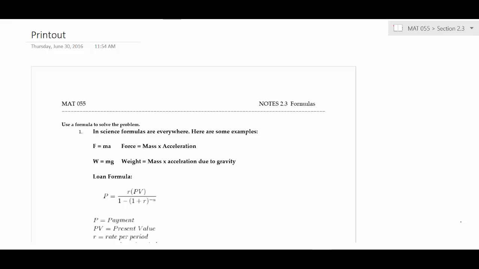Picked one up. We'll just have formulas on it. Okay.